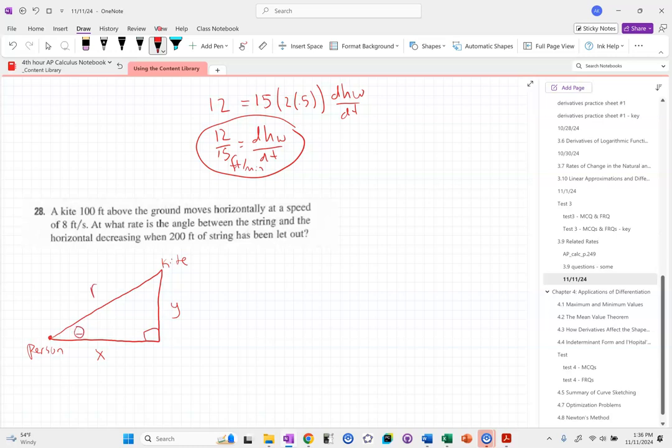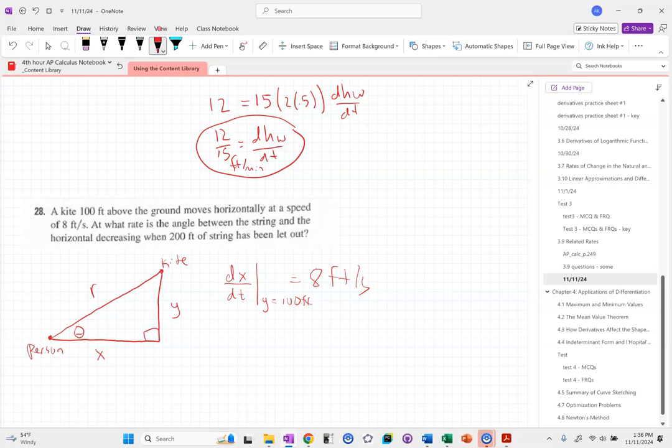I'm going to draw myself a triangle. So there's the kite and the person. Everybody's okay there? Let's see, what are we told? A kite is 100 feet above the ground, moves horizontally at a speed of 8 feet per second. Really, that's saying dx/dt when y is 100 is equal to 8 feet per second.